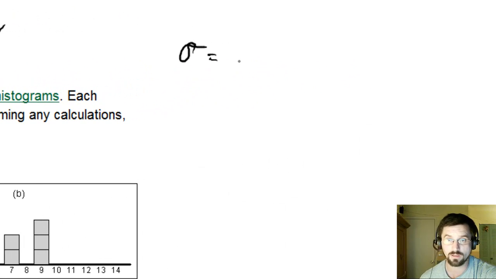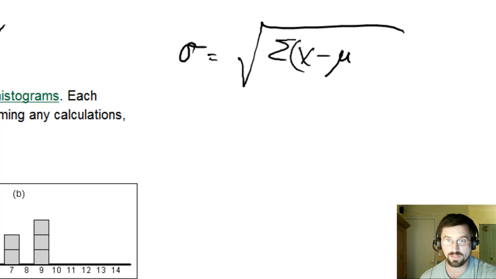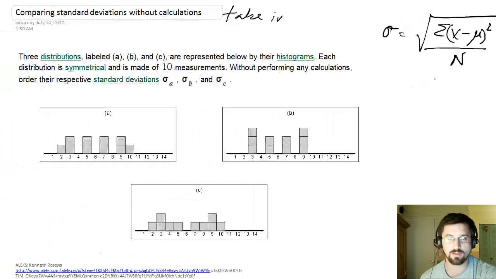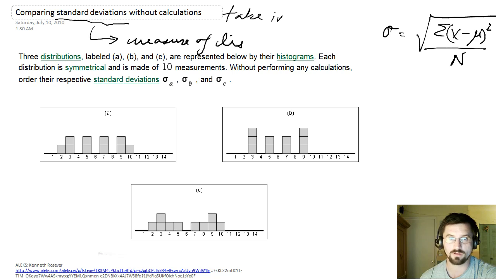It seems perhaps a mystery how we can compare the standard deviations of these distributions without actually going through and figuring out the calculation, which is a little bit complex. But we can. And the reason we can do it is because what is a standard deviation? It's a measure of dispersion or spread. That's the key.